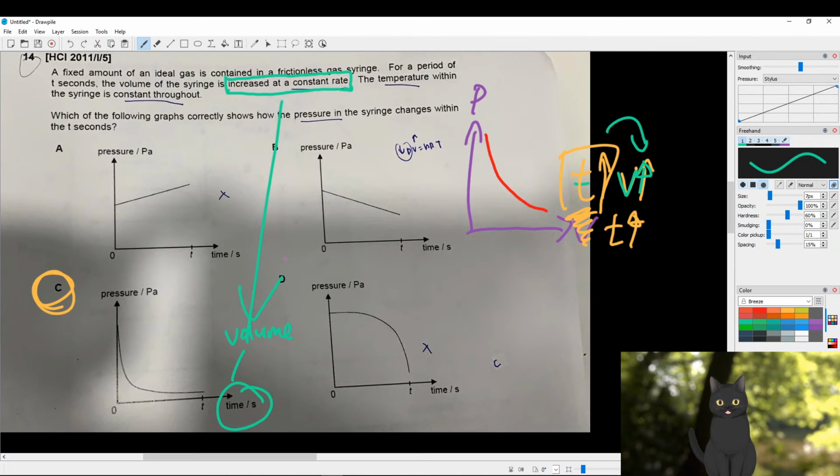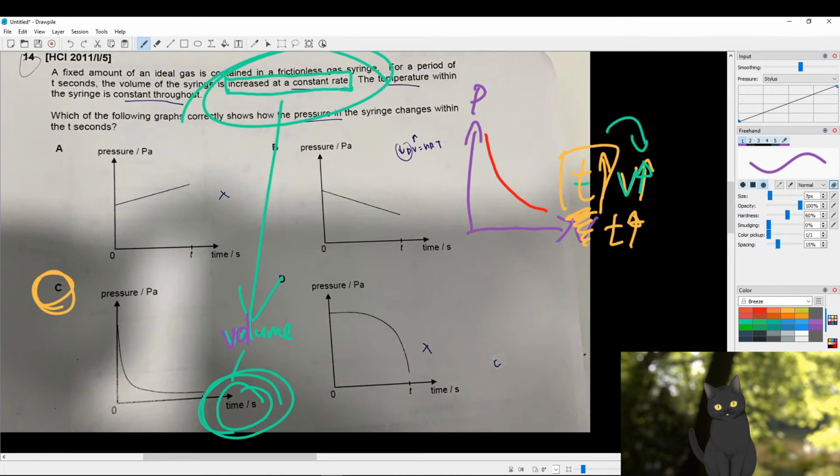Okay, because as time increases, what happens to volume according to the question? Yeah, because it increases at a constant rate. So they use time to trick you by removing the concept of volume. They use time because the question already tells you time increases, volume increases.